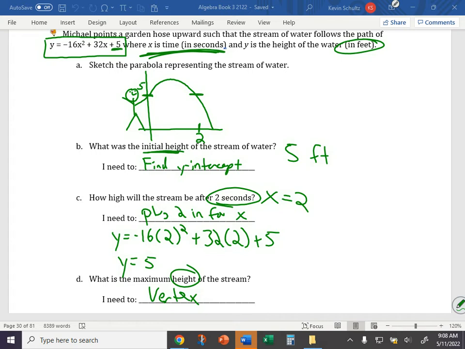Max. One way is to get from both sides, it's 2, you just split it in half. So one thing is, remember, parabolas are symmetrical. Meaning that if our initial height is at 5, and after 2 seconds, it's also at 5, what's happening at 1 second? It's the middle, right?